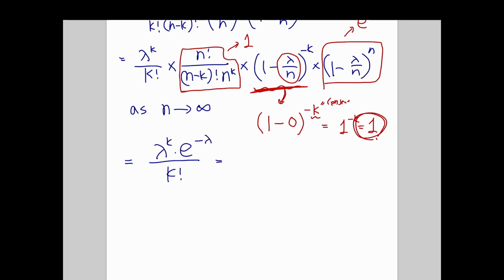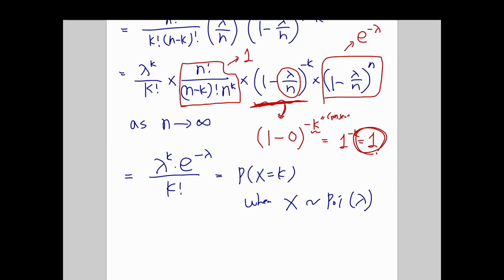Okay. When x follows Poisson lambda. Okay. It is the key point as n goes to infinity.